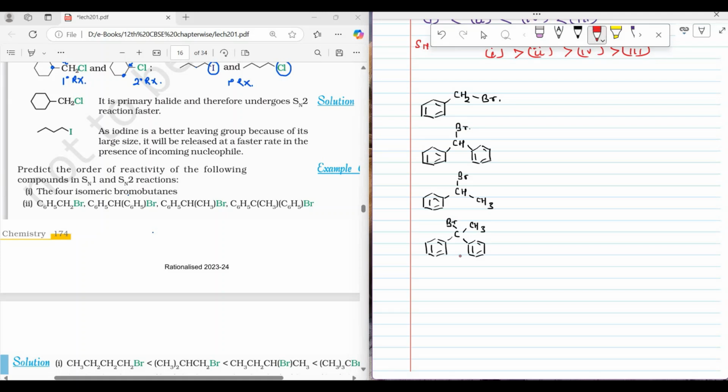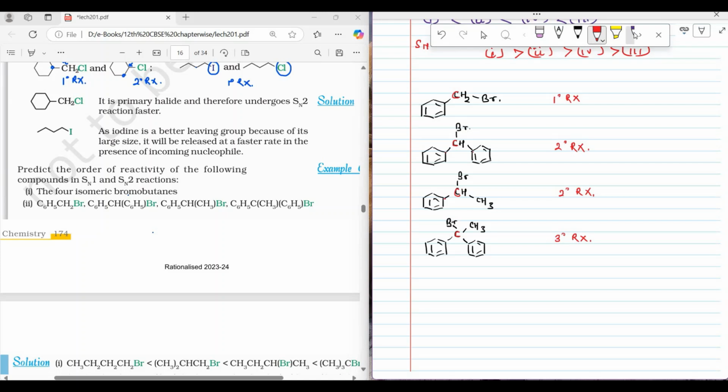First of all, categorize them as primary, secondary and tertiary. Here this is the alpha carbon and it is bonded to one carbon. So this is the primary alkyl halide. Here this alpha carbon is bonded to another two carbons. So that's why this is secondary alkyl halide. Here this alpha carbon is bonded to another two carbons. So again this is secondary alkyl halide. And here in the fourth structure, this alpha carbon is bonded to another three carbons. So this is tertiary alkyl halide.